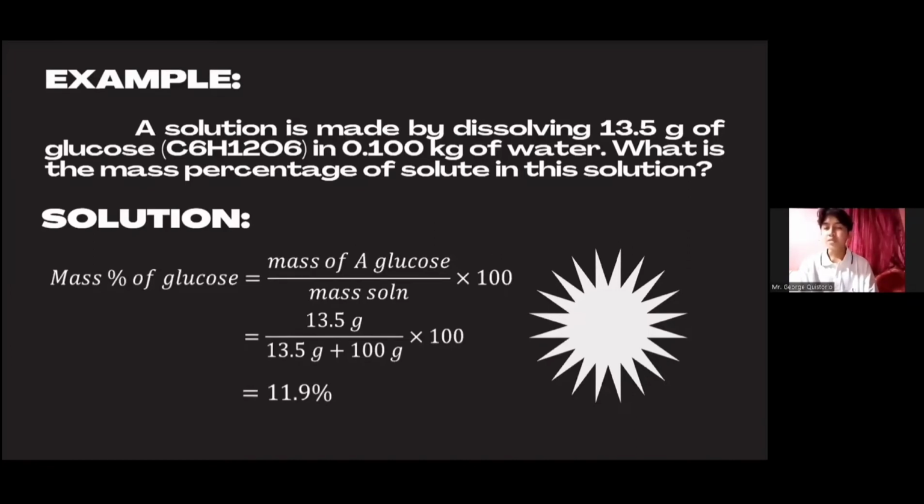13.5 grams plus 100 grams is equal to 113.5 grams. If we divide 13.5 grams by 113.5 grams, the answer will be 0.119. In order to convert it to percentage, we will multiply it by 100. Then the final answer will be 11.9%.